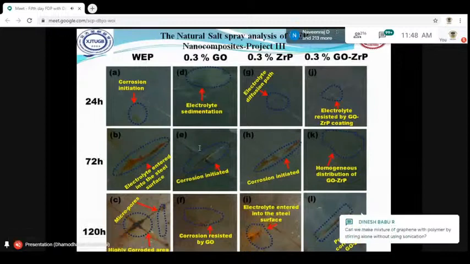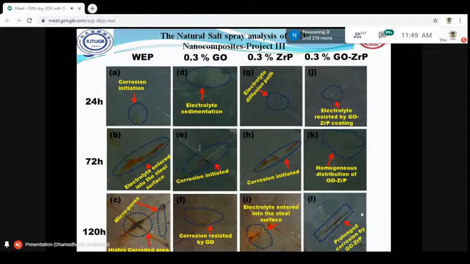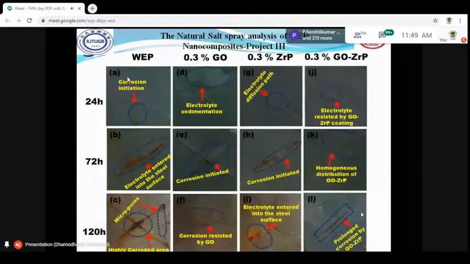So that's why we plan for the GO surface to be decorated with zirconium phosphate, because when the GO surface is decorated with zirconium phosphate, GO can also give us a magnetic nature. That's why here we have achieved better results. After 120 hours, the corrosion has been very low, and also the corrosion is prolonged.